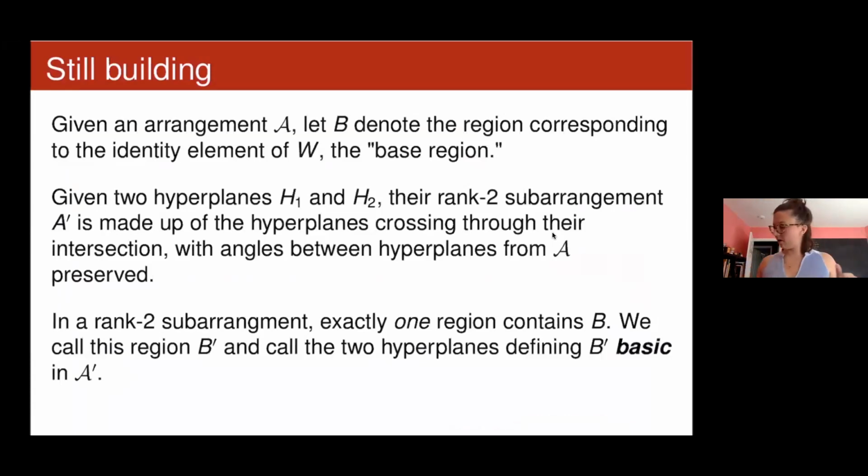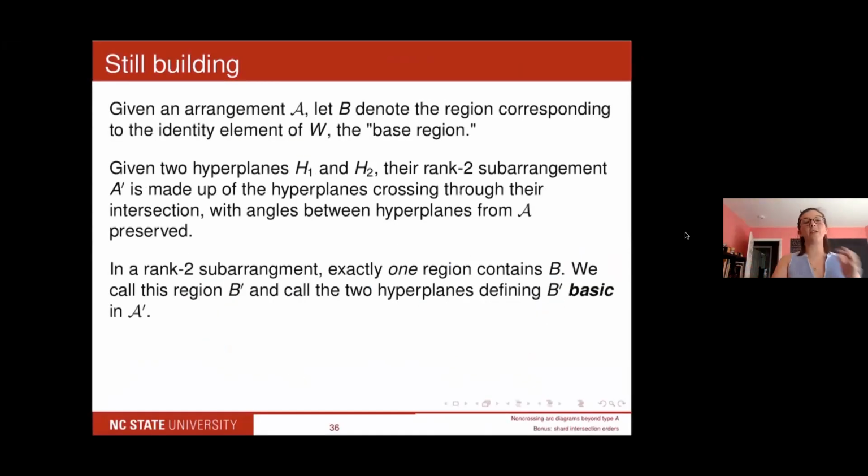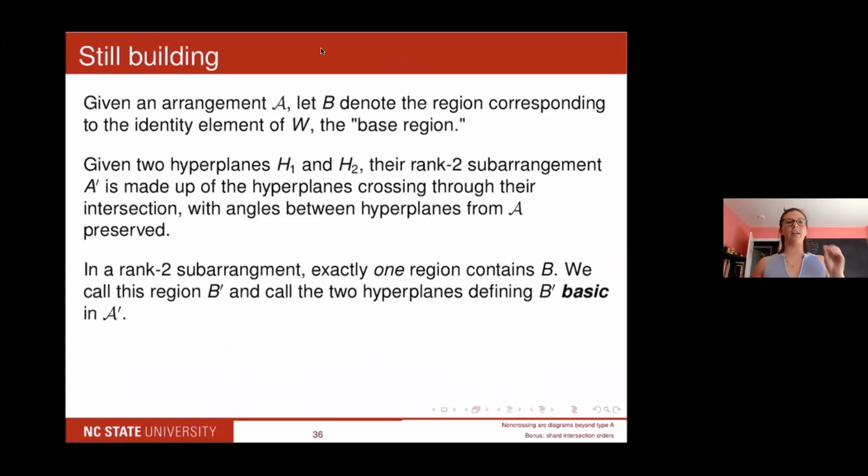So given an arrangement A, we are in fact still building. We're going to let B denote the region corresponding to the identity element, and we're going to call that the base region because B for base. Then given two hyperplanes H1 and H2, we have this idea of a rank 2 subarrangement, A prime. That should be a calligraphic A, but it's made up of all of the hyperplanes crossing through the intersection of H1 and H2. And then in order to have things look nice, we're going to preserve the angles from R^n down into R^2.